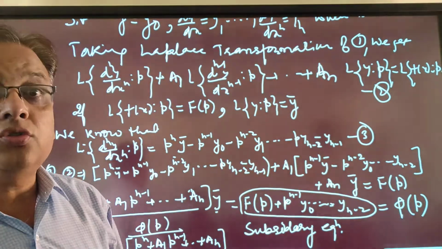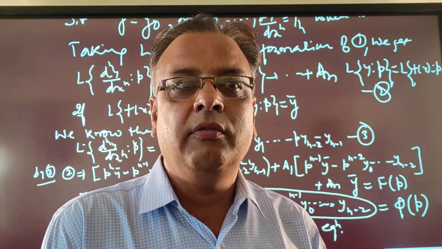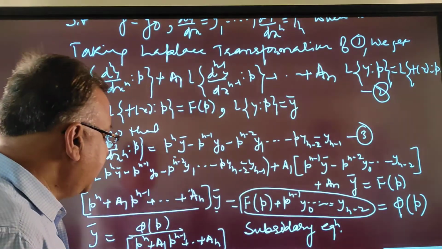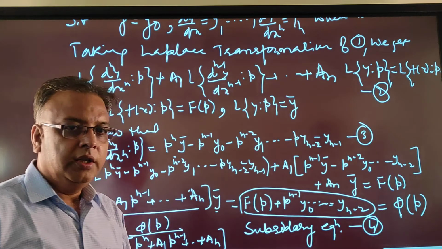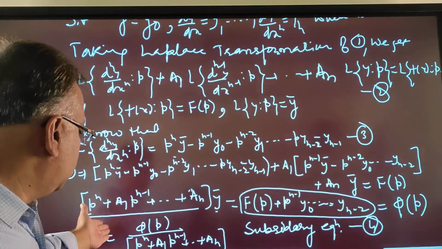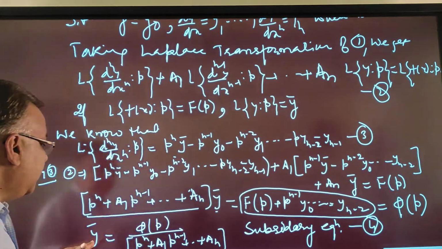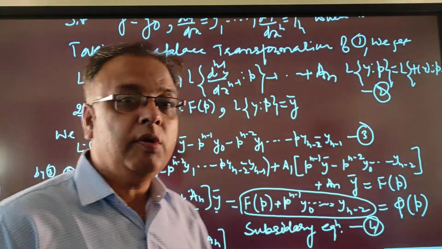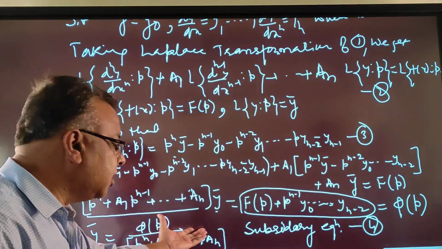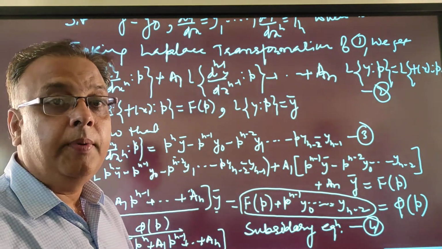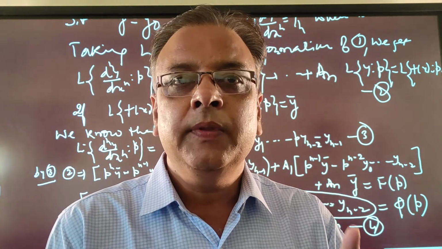We have to find the solution of the differential equation, that is, we have to find the value of y. Now y is the solution of the subsidiary equation. If we take this in equation 4, we have to find the value of y. This equation is known as the subsidiary equation. It involves y bar in terms of p. Y bar is the Laplace transformation of the function y. Now we have to find the value of y.